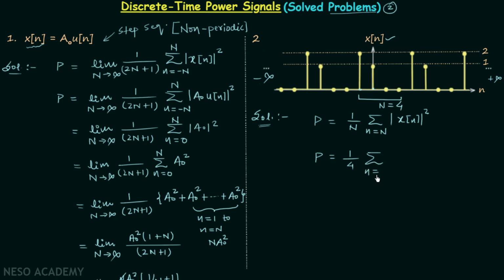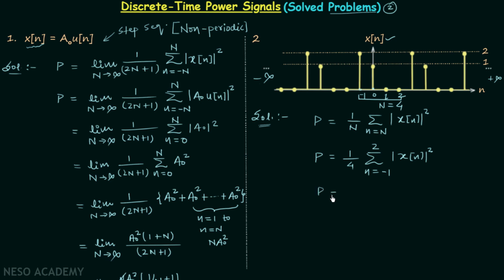We will start from n equal to minus 1. You can see that this is the y-axis. Therefore, n is equal to 0 here. n is equal to minus 1 here. n is equal to 1 here. And n is equal to 2 here. We will perform the summation from minus 1 to 2. And the signal we are having is x[n], and therefore we will have mod x[n] square.